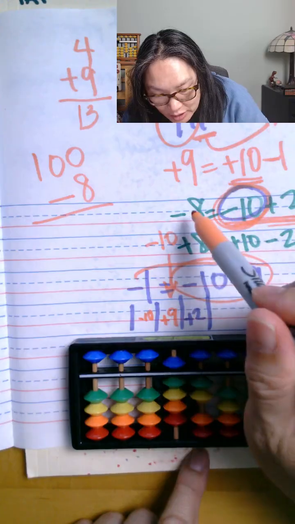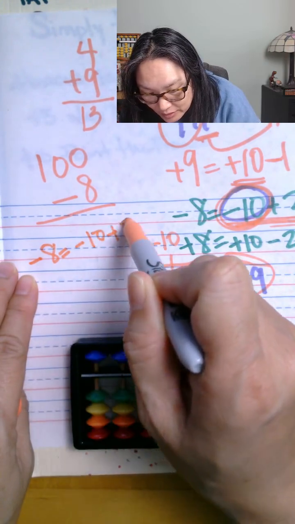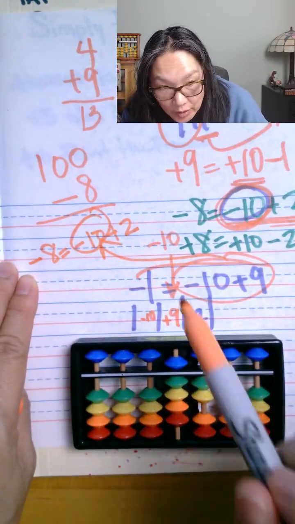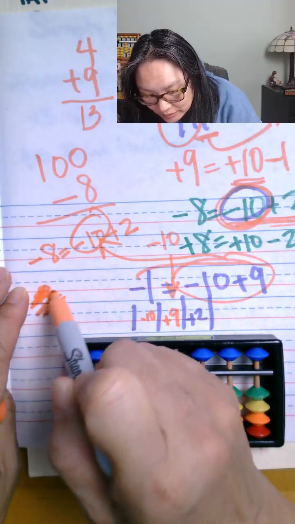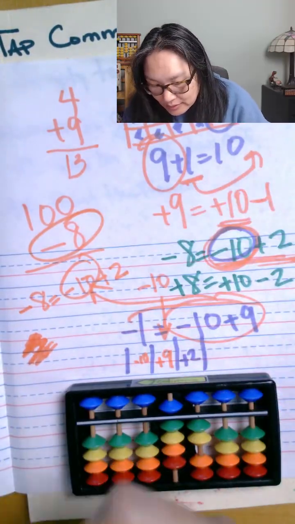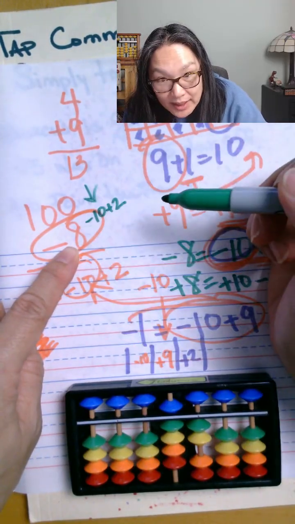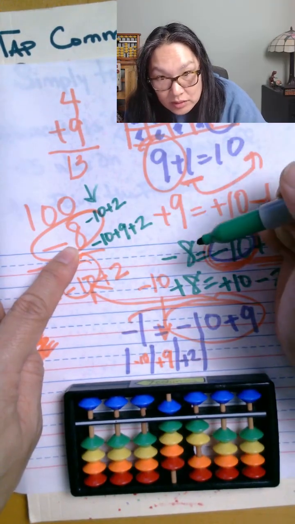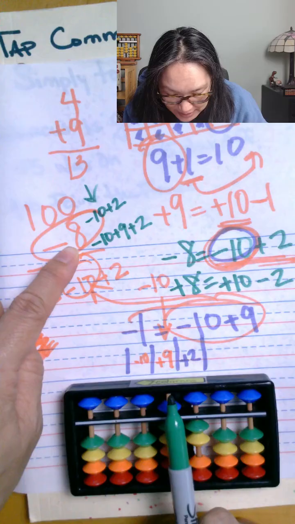So what I did is I took my 8, minus the 10 plus the 2. I substituted this with that. So I rewrote it. Minus the 8 is equal to minus the 10 plus the 2. But because I don't have any more beads to minus the 10, I have to minus the 10 again plus the 9 plus the 2. So that would be the different columns that I just did.